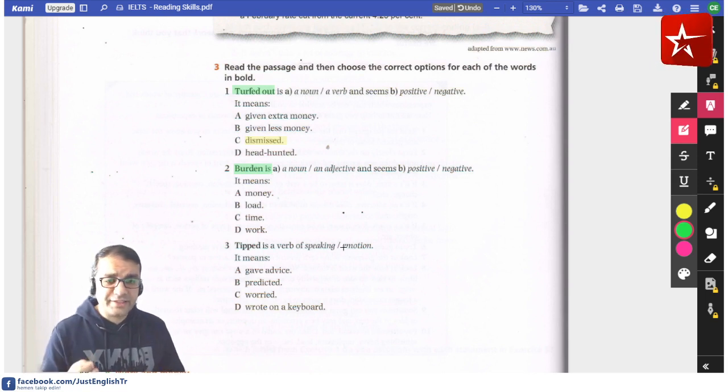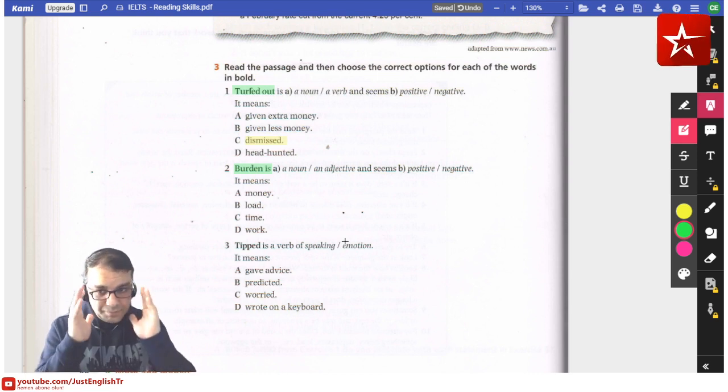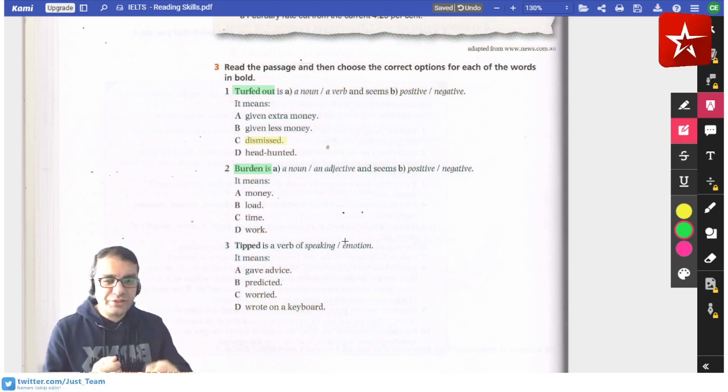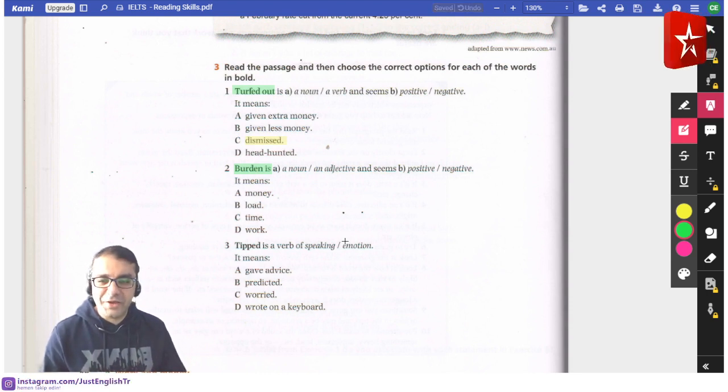Number two, what is it? Should we go back to the passage now? This is a kind of memory training. It's what we call a fishing technique: how to fish in the reading part.